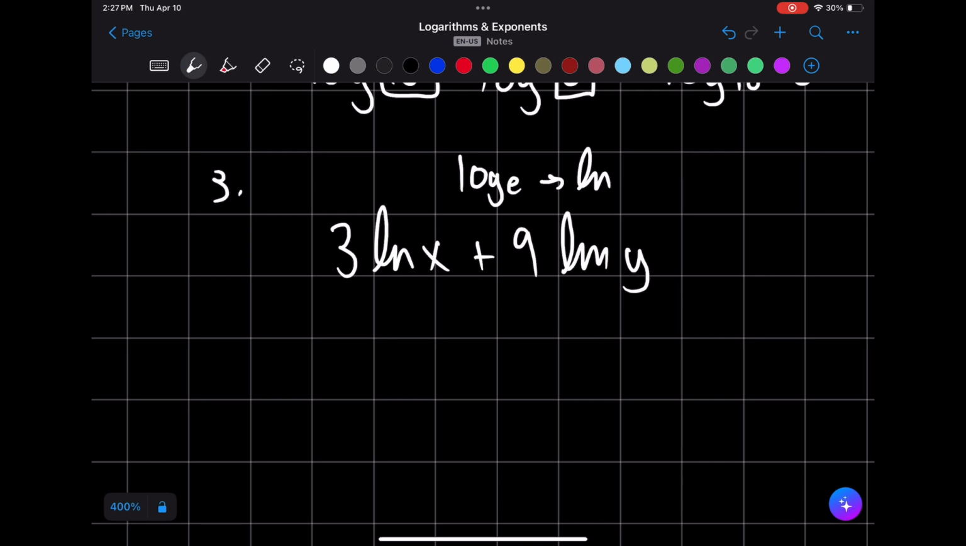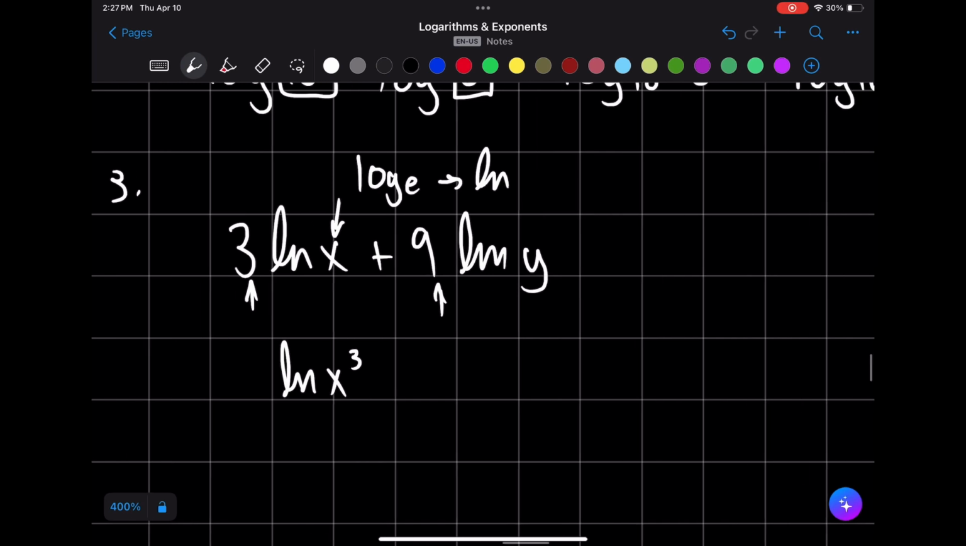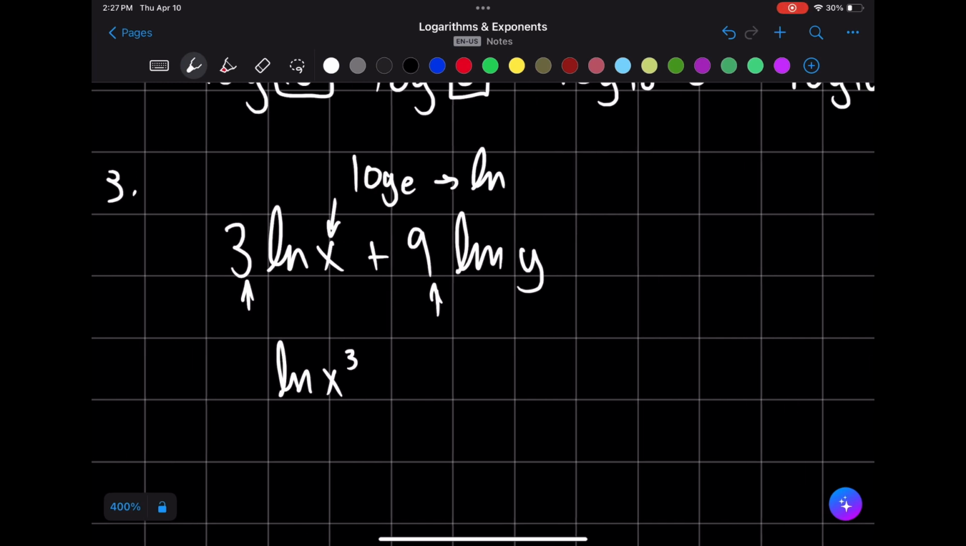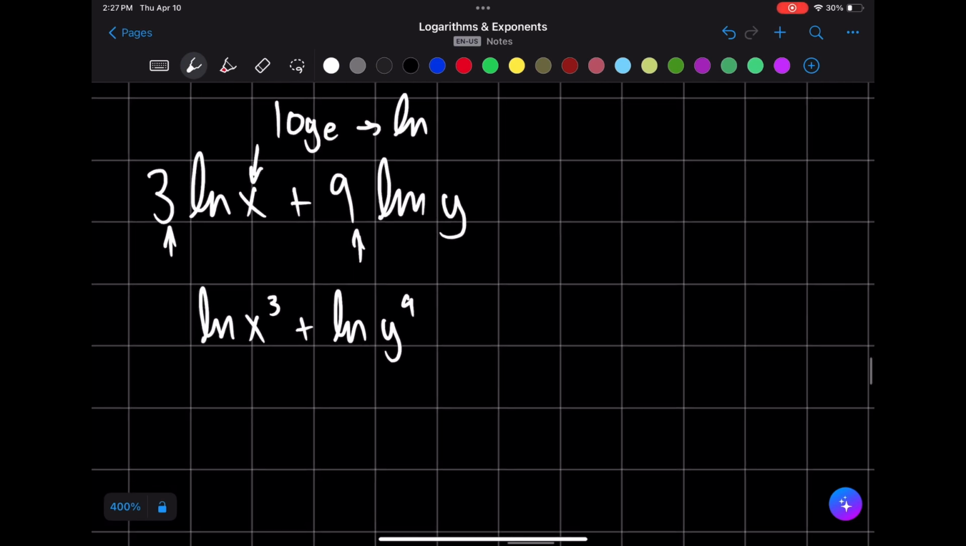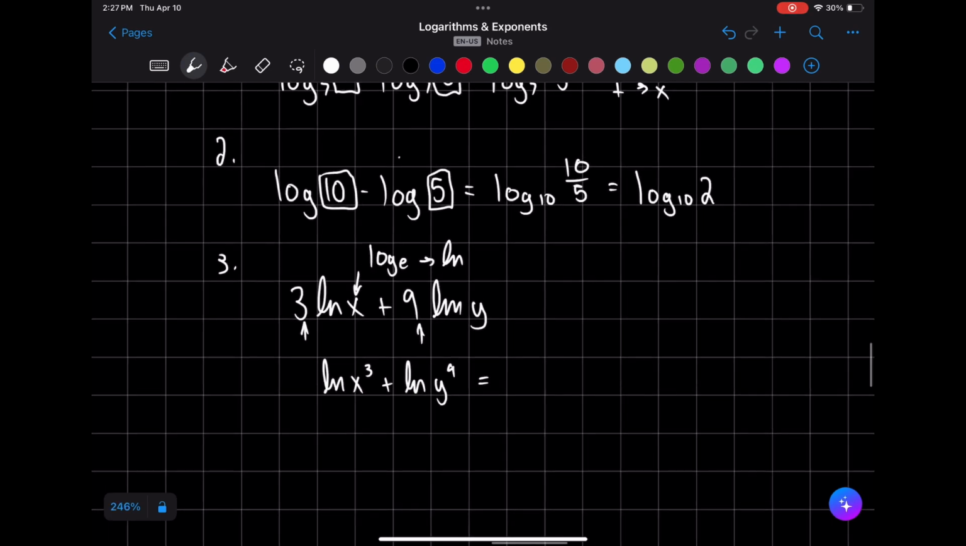Another thing, and the first thing you should really look at with this one, I should have said this right away, is that there's this 3 out front and this 9 out front. When we have a log and we're trying to simplify it and we see a number out front, the first thing we should do is fix that. The way to fix that is by raising the number inside to the power of the number on the outside. So for this one, it's 3, so it'd be x to the third. And for this one, it's 9, so it would be y to the ninth. Now we can work with these two just like the one up here.